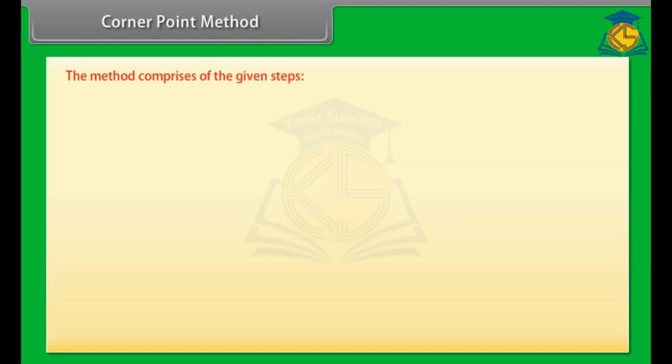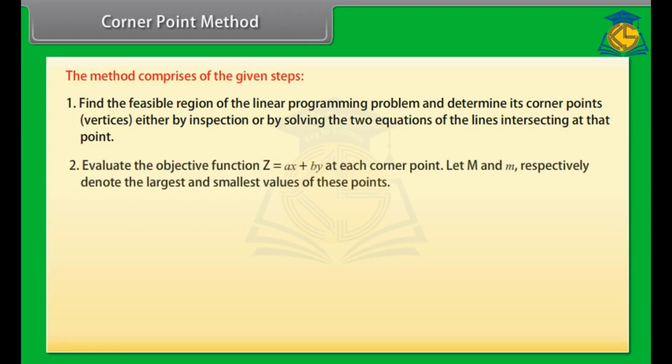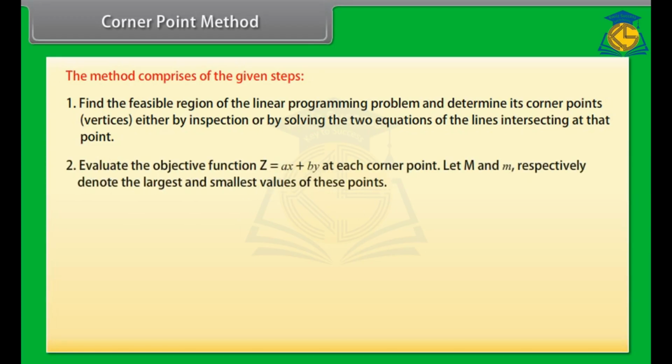Corner point method. The method comprises the given steps. 1. Find the feasible region of the linear programming problem and determine its corner points (vertices) either by inspection or by solving the two equations of the lines intersecting at that point. 2. Evaluate the objective function Z equals ax plus by at each corner point.